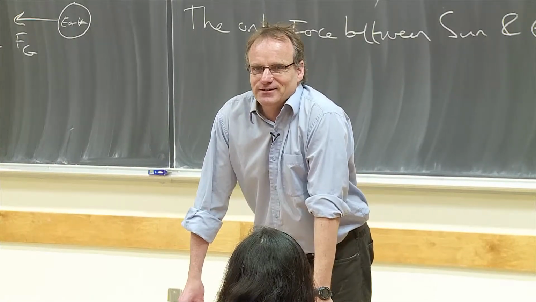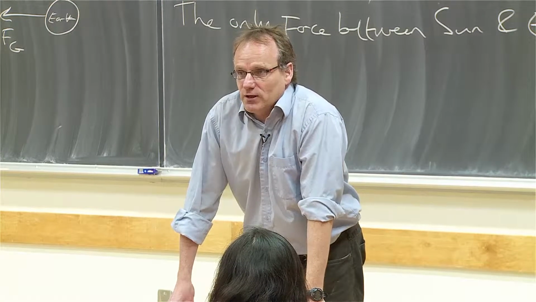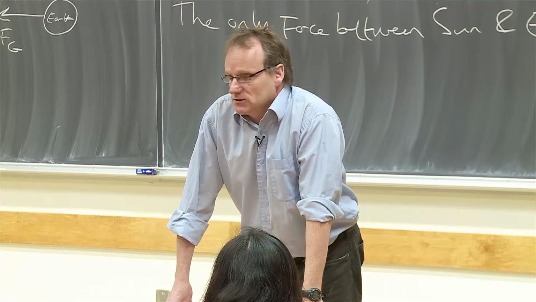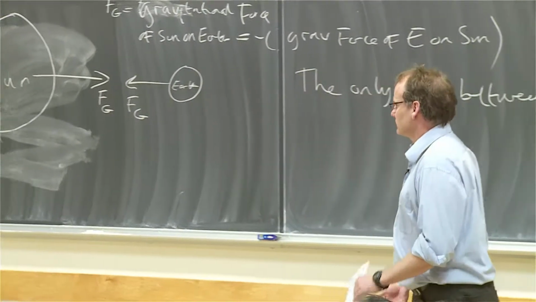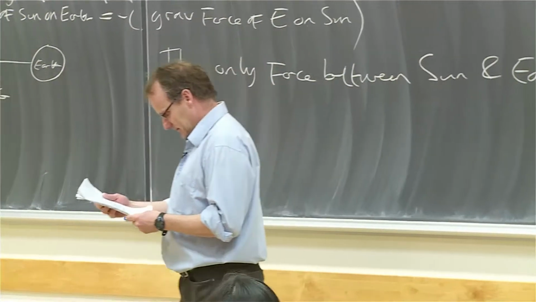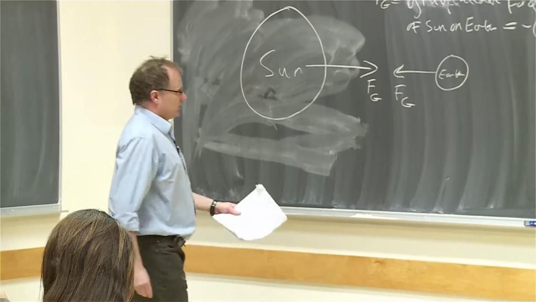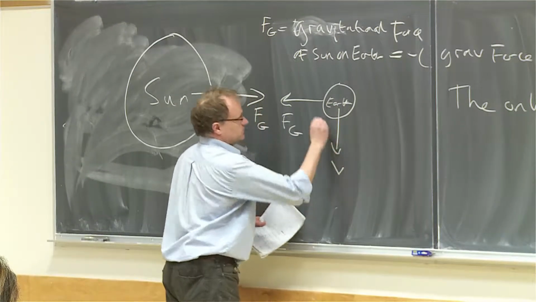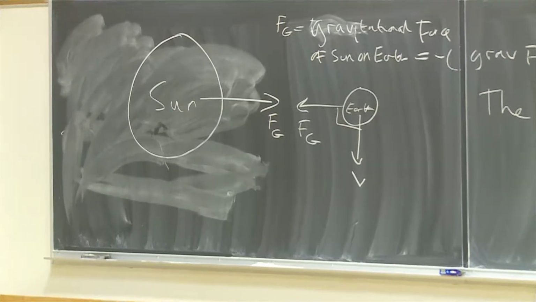I mean, it doesn't, right? Why doesn't the Earth, because that's the only force between the two things. That's the only actual force. Okay? Any ideas? I'm sure you know why. Basically, because the Earth is moving in this direction, V. The Earth has a velocity, V.